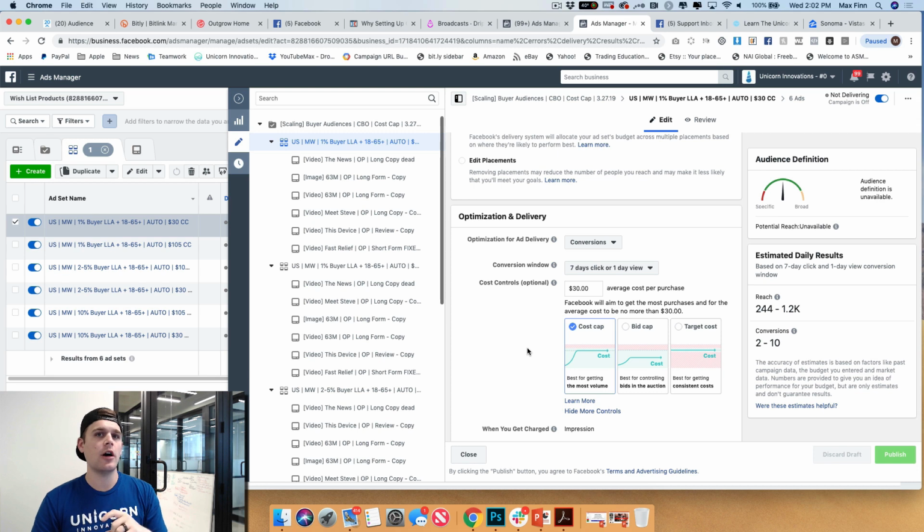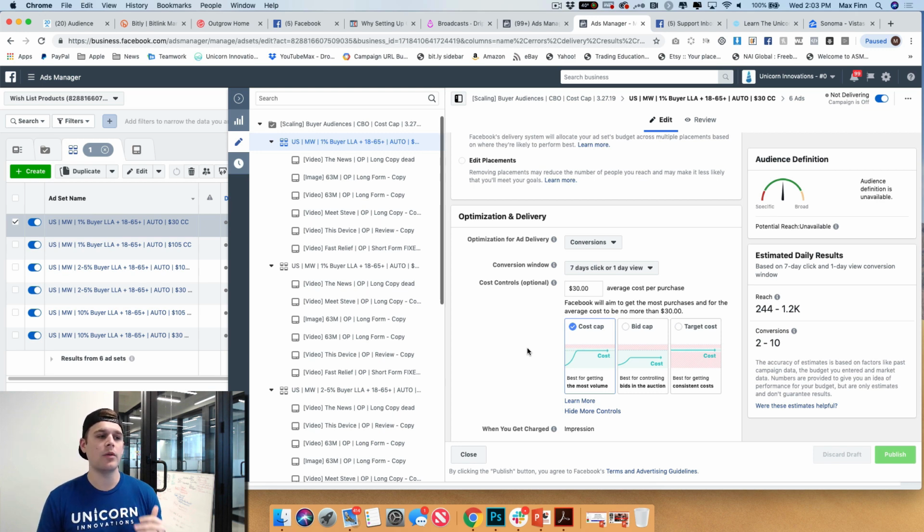So like target cost, and I know there's a lot of terminology going on here, cost cap will go over that $30 if there's an ideal purchase there and if it means it's going to spend more of its budget. So again, you can get that blended benefit of bid cap and target cost in cost cap. So with cost cap, you get those really profitable purchases, especially early on in a campaign, and you get to spend a little more than you typically would with bid cap.